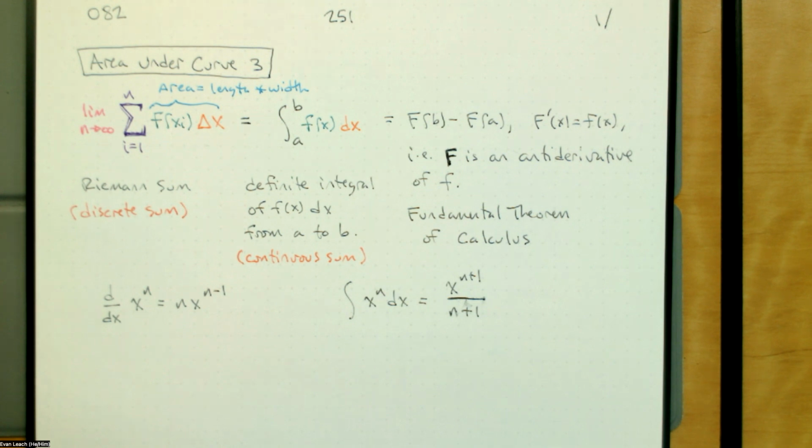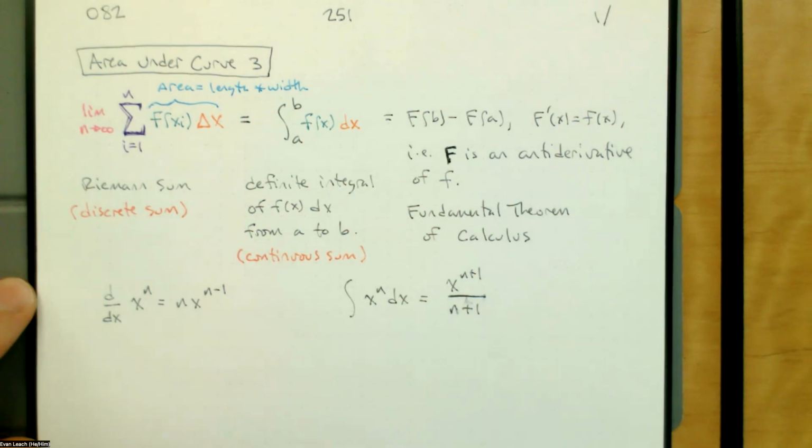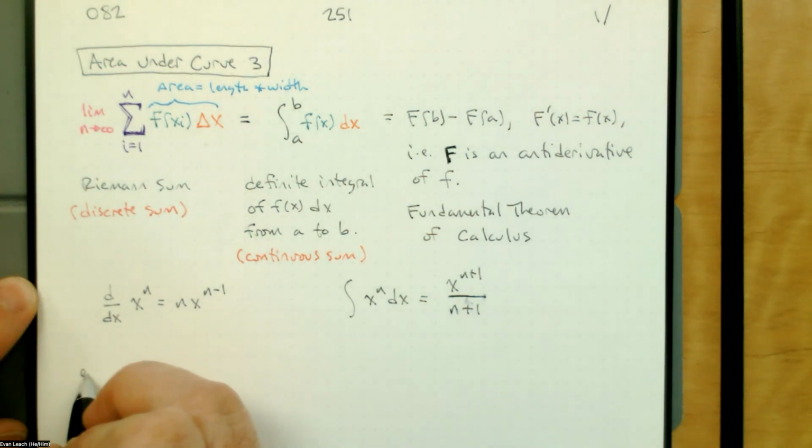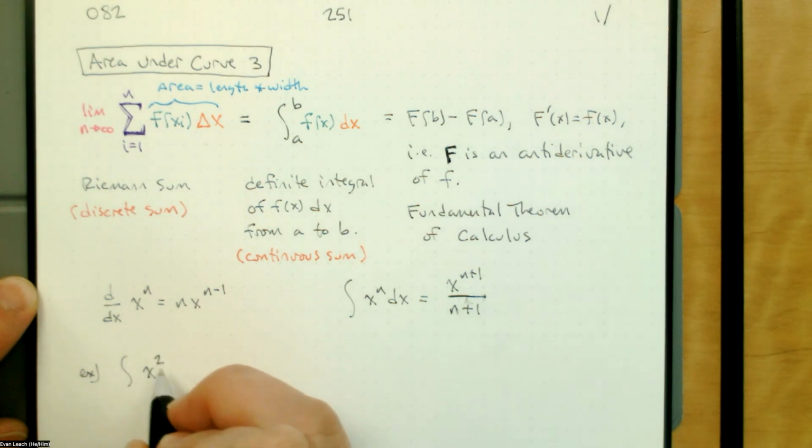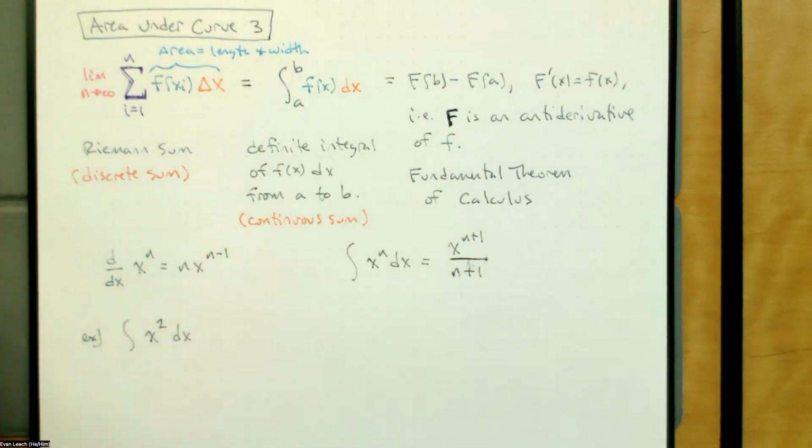So what do we need to do? We need to learn how to find some of our easy antiderivatives. We need to practice this so that we can find our easy antiderivatives and then see how that works in our fundamental theorem of calculus to tell us about area under a continuous function. So let's just practice finding some antiderivatives.